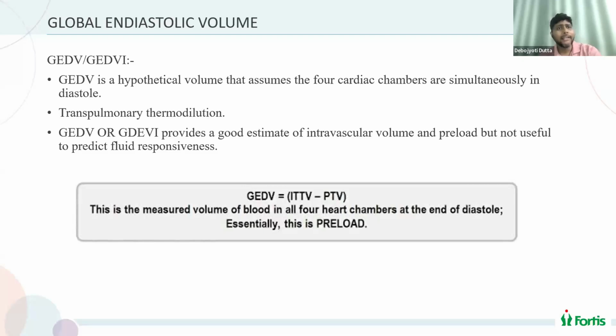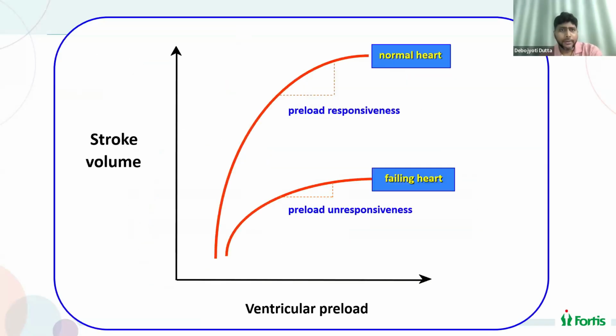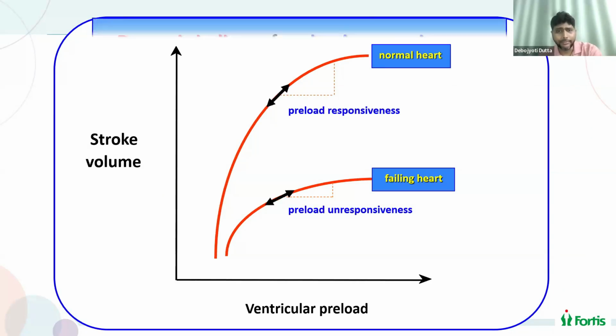Now, global end diastolic volume is measured by the transpulmonary thermodilation technique. It is a volume that assumes the four cardiac chambers are simultaneously in diastole. So it will measure again the preload of the whole heart. It can give an idea about the volume status, but it cannot tell us whether giving fluid will increase the cardiac output or not. So as our static measures fail to give us any idea about my patient's fluid responsiveness, there come the dynamic variables.